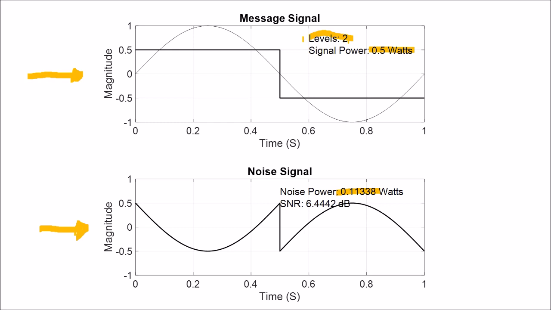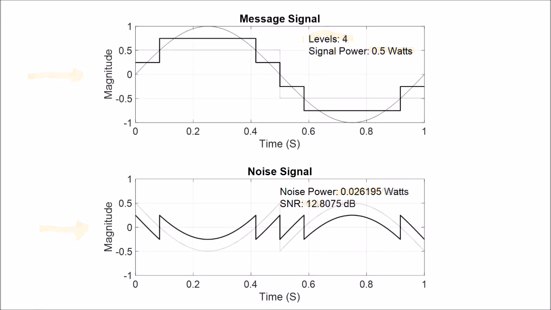Using those two values, we can take the signal power divided by the noise power, then log base 10 and multiply it by 10, and that results in a signal to noise ratio of about 6.4 decibels. I then increase the number of bits to 2 bits, which is 4 levels, and you can see the shape of the 4-level approximation to the sinusoid in the top trace. Again, the bottom trace shows the error message, and the signal to noise ratio is about 12.8 decibels.